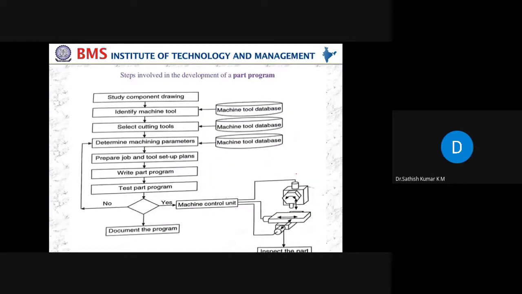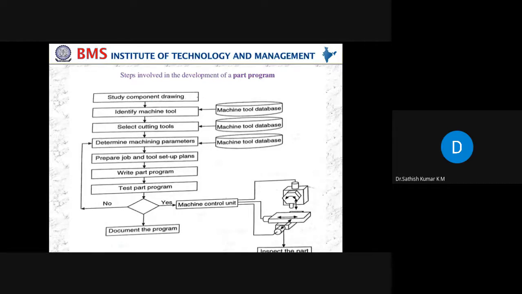Before we understand what we are going to do in manual part programming, we'll try to understand the different steps involved in the development of a part program, and what the various requirements are. First and foremost, you will have a work part to be produced. In order to produce the work part, first what is required is to study the component drawing.